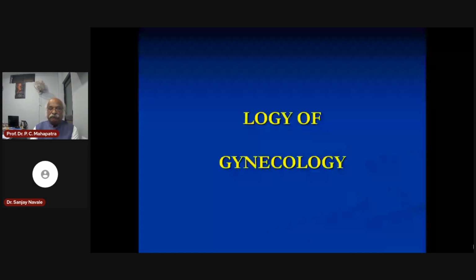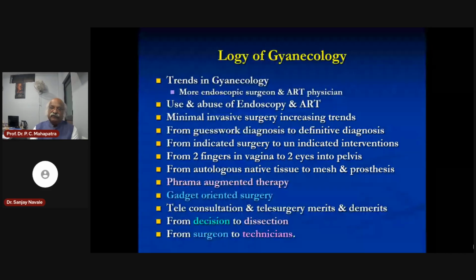Gone are the days when Perigee, Apogee, and all this mesh plastic was done. I think it has almost gone to the graveyard. Now mesh has become a mess, excepting the TOT mesh. The TOT mesh has become a very important part, and for hernia, mesh has to be used. Otherwise, in all the rest of the cases, autologous tissue has to be used. Pharma augmented therapy: many of us have been pressurized or influenced by the pharma people, so that we do certain irrelevant and unethical things.